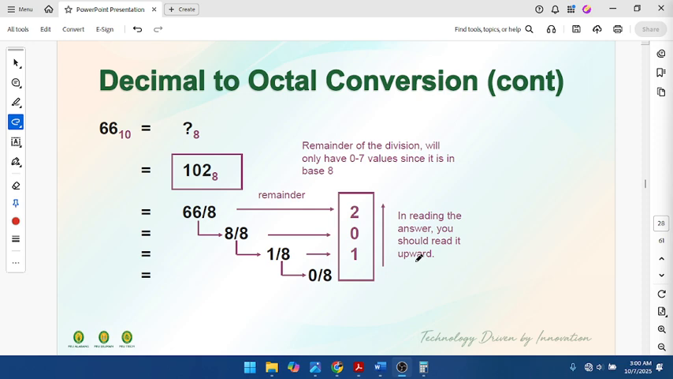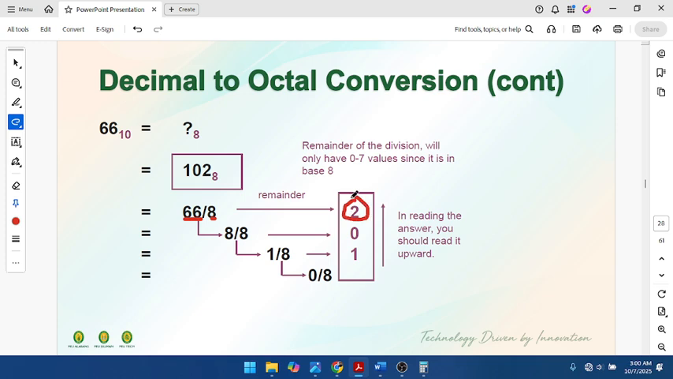For example, 66 base 10, and we convert it into octal. So our first step, 66 divided by 8. We have 8, so 8 times 8 is 64. Remainder 2, so we put it here.